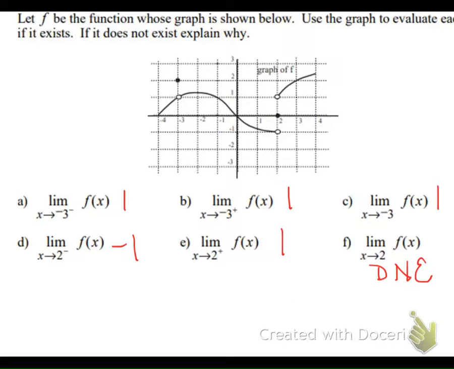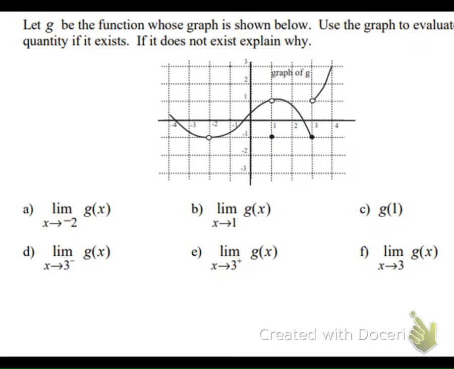Okay, check your answers. The limit as x approaches -3 from the left is 1. The limit as x approaches -3 from the right is also 1. And therefore, since it's the same, the overall limit is also 1. At 2, the limit as x approaches 2 from the left is -1. The limit as x approaches 2 from the right is +1. The overall limit does not exist since they don't meet. They're not the same. The left-hand limit does not equal the right-hand limit.